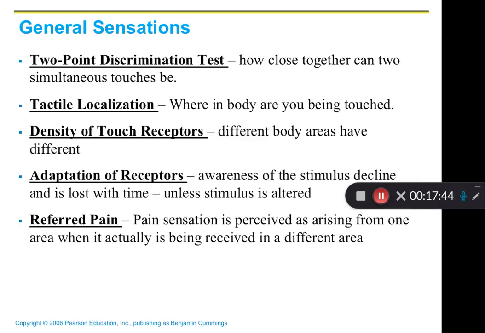So now let's talk about the general sensation. First, let's talk about the 2 points discrimination test. For example, if we use thin stickers to touch our skin, two stickers touch our skin. So these are 2 points. If we make the two stickers very close, that means we decrease the distance of the 2 points.